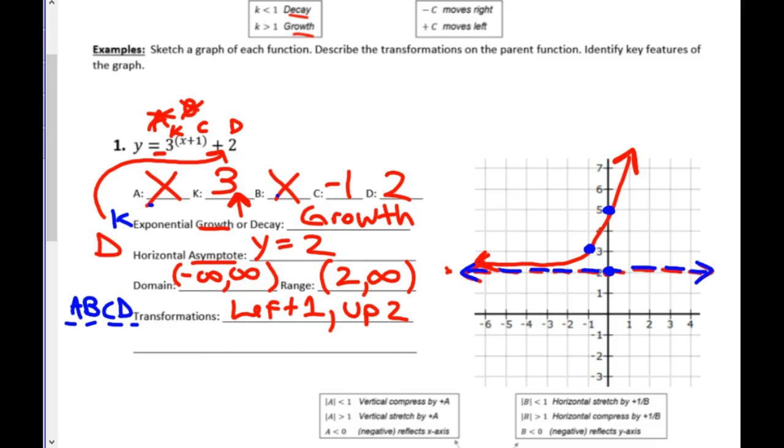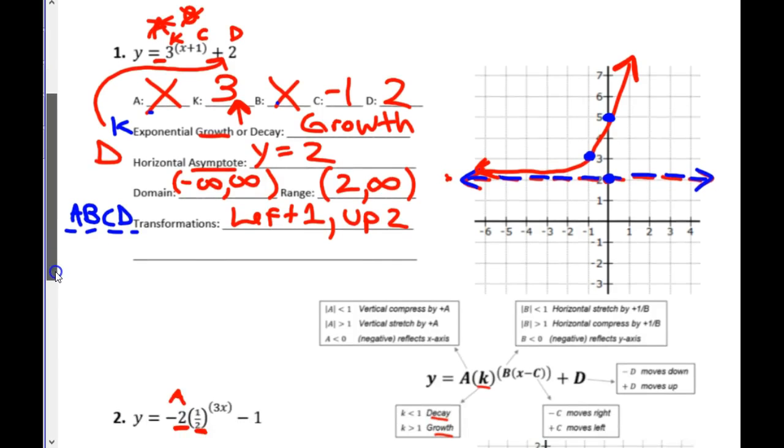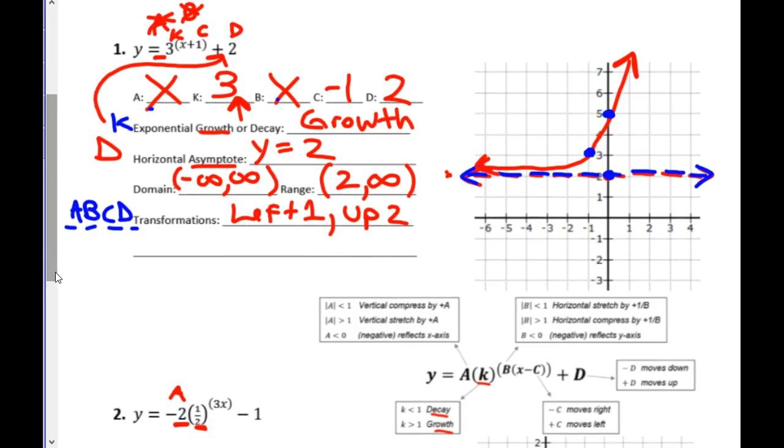And then if the D is plus 2, letter D, it's going to go up 2. Okay, I'll give you a second to write that down so we can get to number 2 and be done with these notes, okay? If you already got that down, label A, B, C, and D and K on number 2.